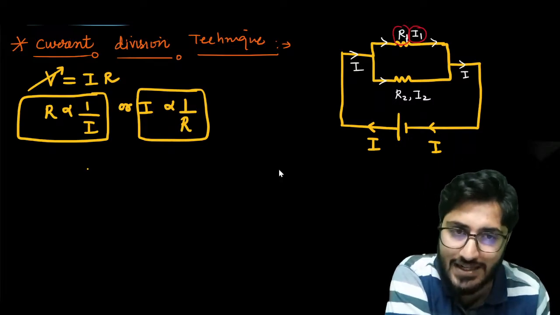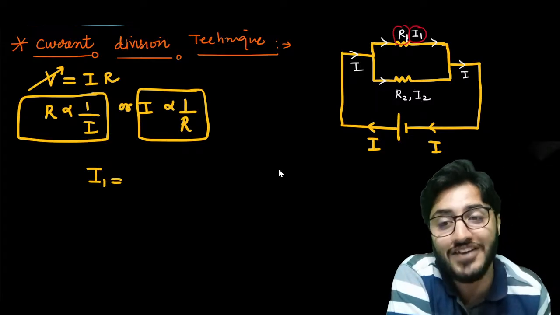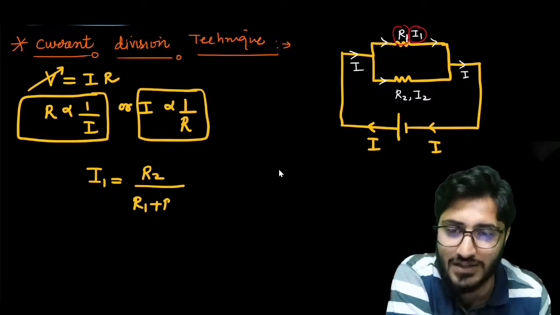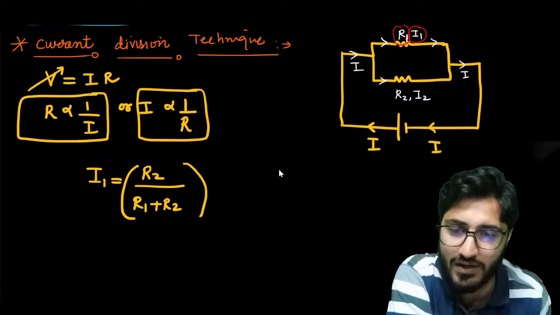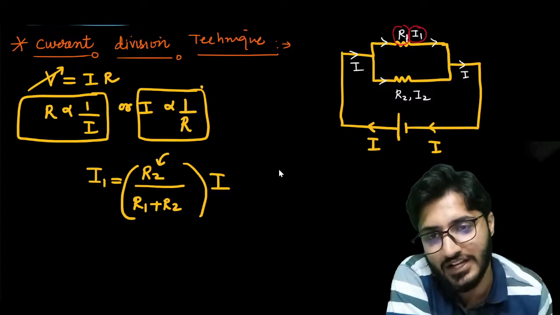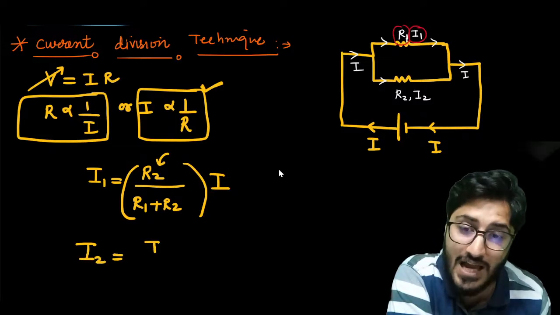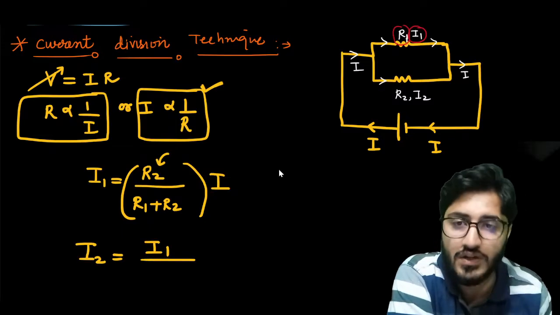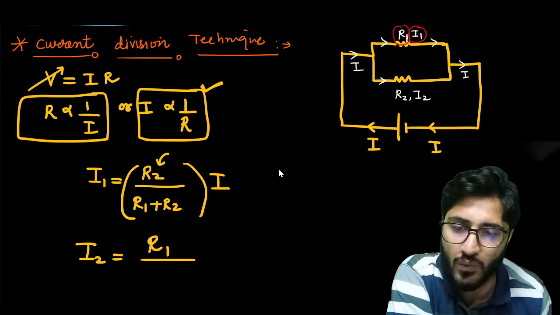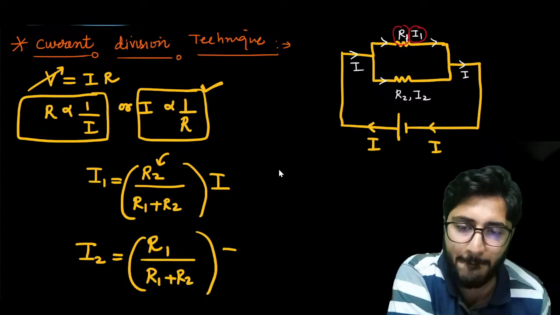Then I can write I1 current is equal to, inversely proportional, I don't need to write R1, I will write R2 divided by R1 plus R2, whole multiplied by I. Why here are we having R2? Because the relation is inversely proportional. Now, how to get I2? It is R1 divided by R1 plus R2, whole multiplied by the I.